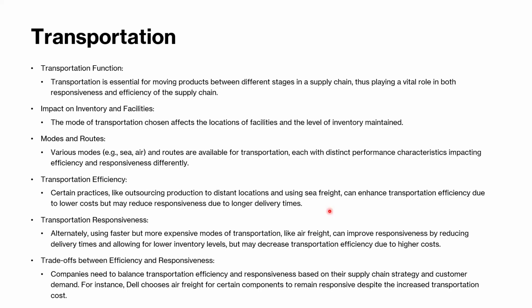So we need to transport raw materials from one place to another, the finished goods from the warehouse to the distributors, and from distributors to retailers and many other things, until we provide our products to the consumers. In that case, transportation is very, very important. What they will do is move products between different stages in a supply chain, right?